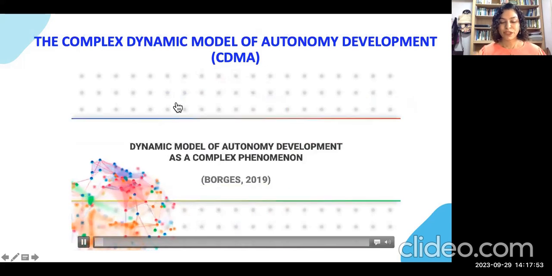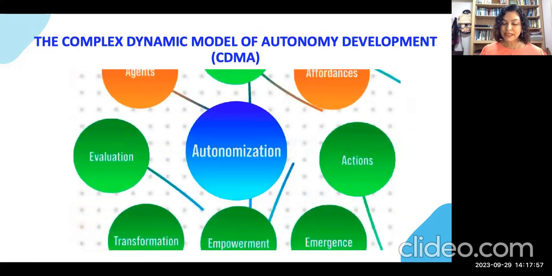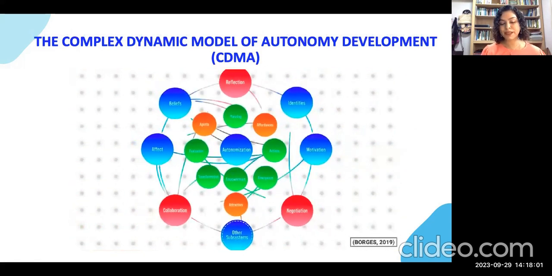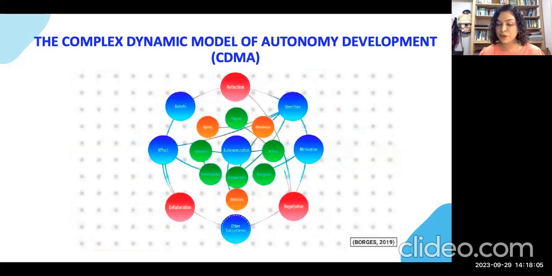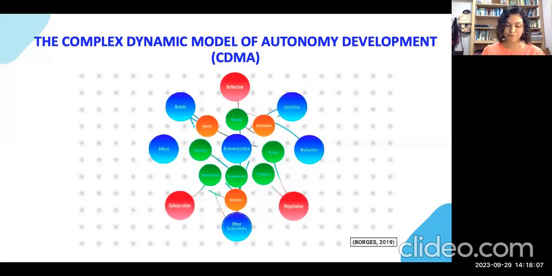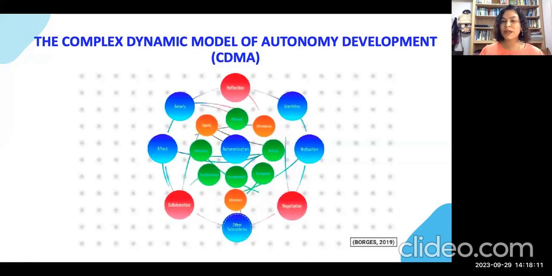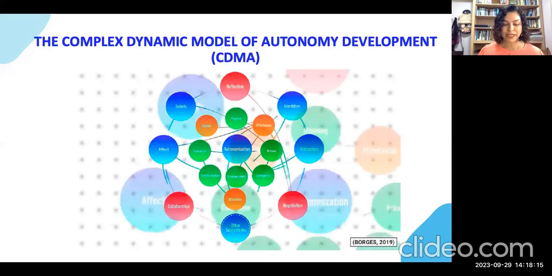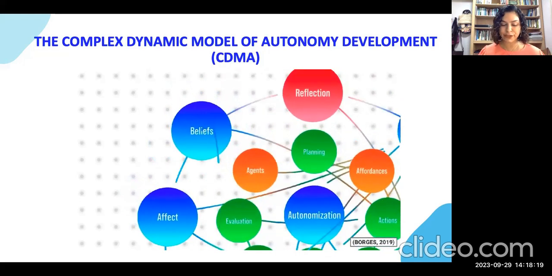Okay, the model, which I call CDMA, is represented as a web accounting for multiple possibilities of interactions and mutual influence among all its manifold components along time. At the center of the model lies autonomization as a complex process, and the manifold components were presented in different colors to facilitate their identification.